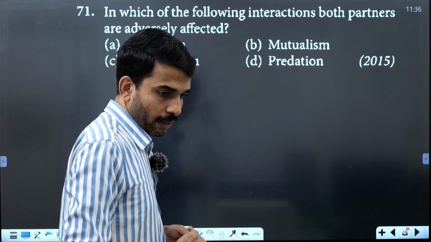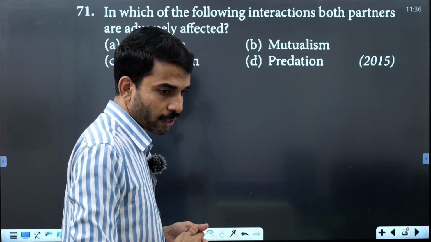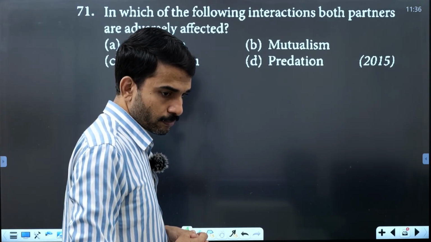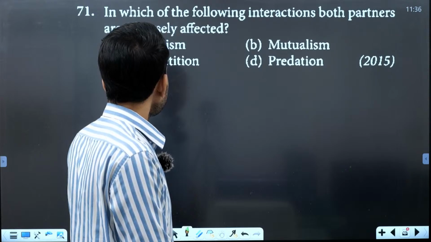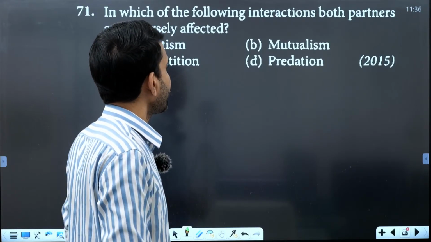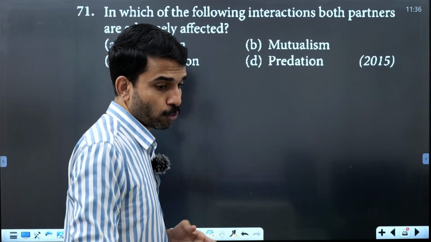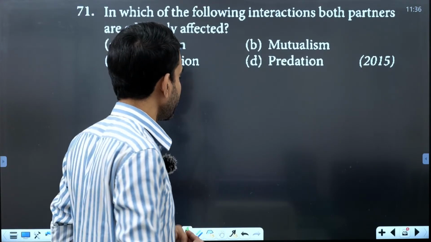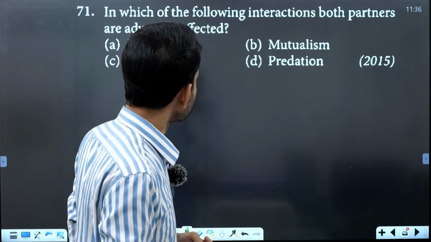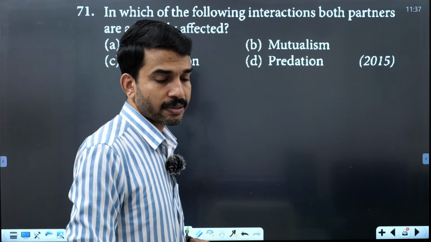Okay, Abhay has given, Shreya has guessed, Shifana, okay, very good morning. You also guessed one answer. So here we have parasitism, mutualism, competition, and predation also. Both will be getting harmed, right? Both will be getting adversely affected. So the answer is supposed to be competition. Very good, your guesswork is right. The answer is supposed to be C.